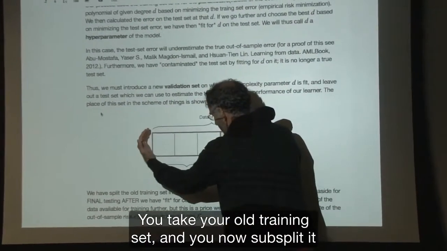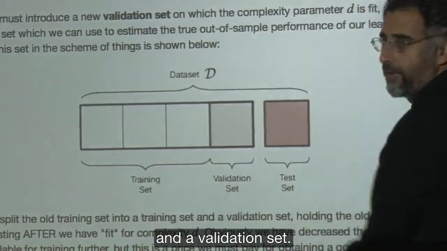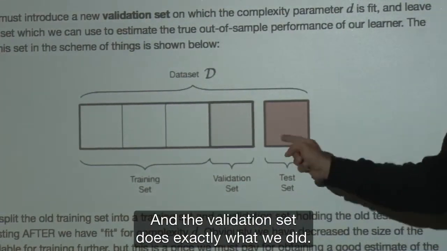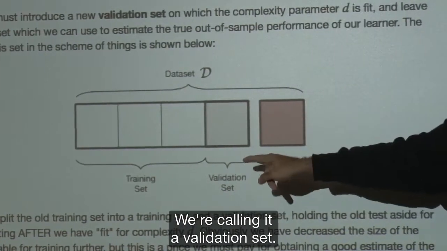You take your old training set, and you now subsplit it into your new training set, which is a bit smaller, and a validation set. And the validation set does exactly what we did. We just changed its name. We're not calling it a test set anymore. We're calling it a validation set.